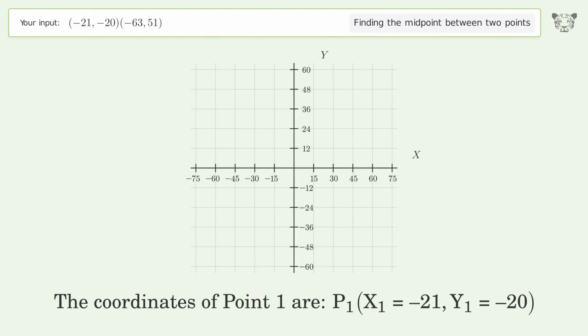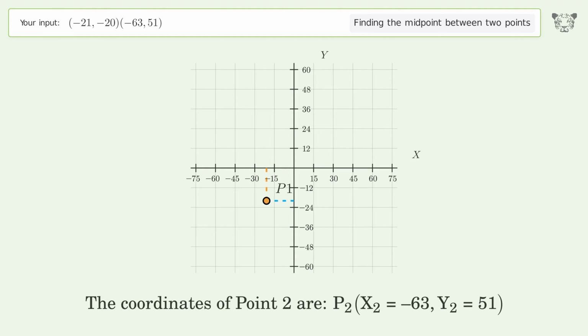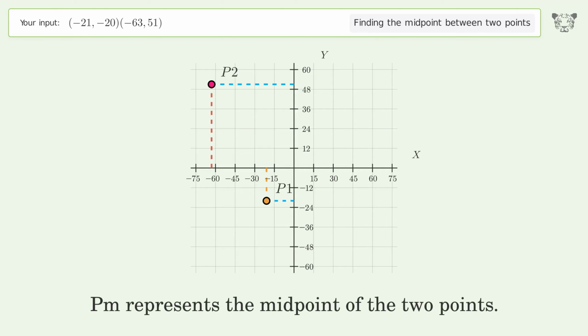The coordinates of point 1 are, x1 equals -21, y1 equals -20. The coordinates of point 2 are, x2 equals -63, y2 equals 51. PM represents the midpoint of the 2 points.